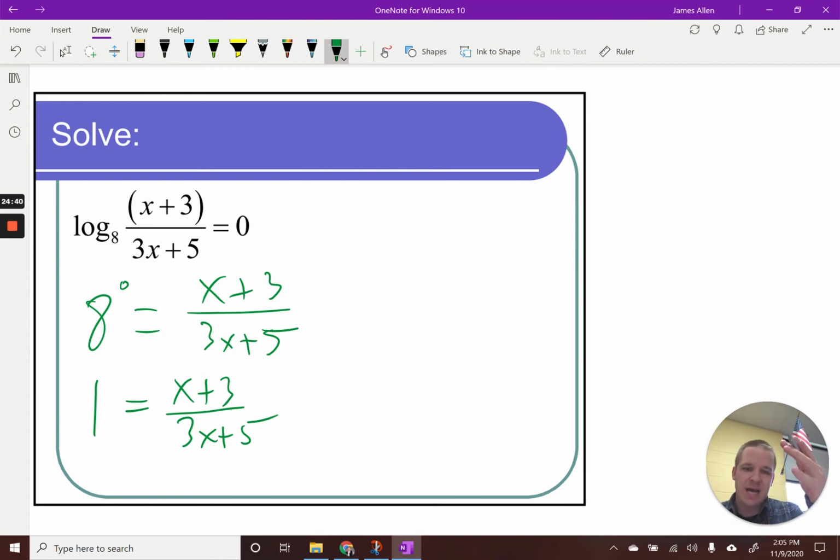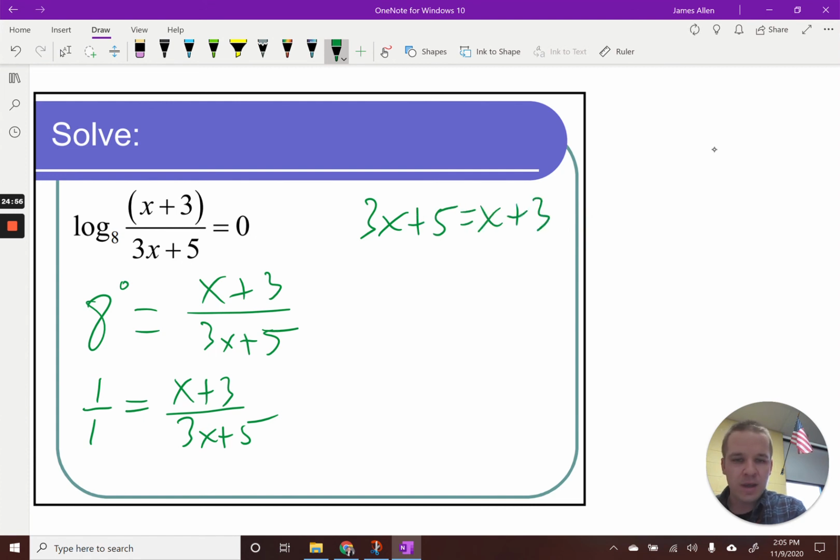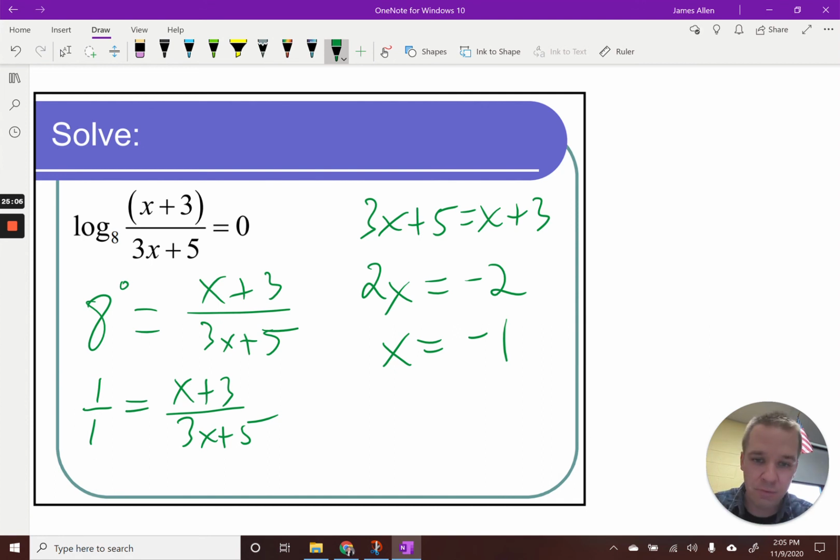So if I multiply by my denominator, 3x plus 5, or you can think about this as cross multiplication, you got to do the sound effects, though, if you're going to do that, I'll have 3x plus 5 equals x plus 3. And then I'll have 2x equals negative 2. x equals negative 1. A negative. We must reject it. No. We got to check it before we reject it.